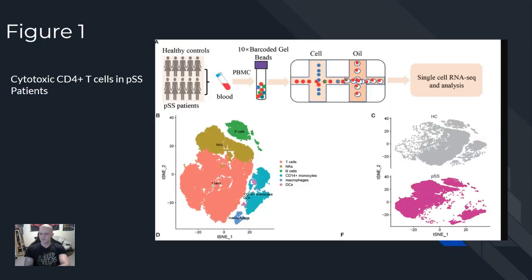So just a couple figures from the primary manuscripts assigned for this project. I quite like this one a lot, mainly because it actually shows how we're able to separate cells for single cell RNA sequencing. So we take healthy controls and primary Sjogren's syndrome patients, take samples of their blood, and we run that blood through barcoded gel beads, which effectively takes up each individual cell, runs it through oil to make sure nothing else gets attached to it, and we're able to take that into single cell RNA sequencing and analysis.